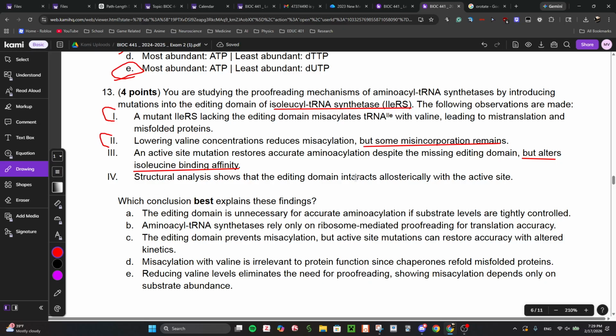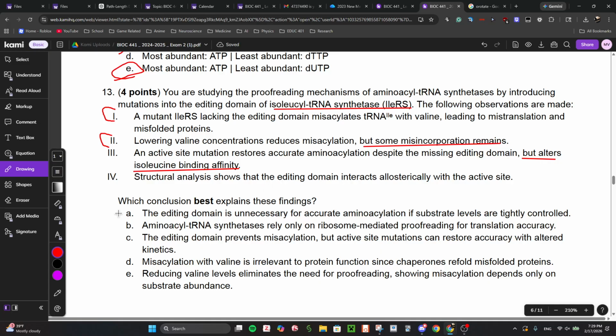Yeah, it's just saying that the editing domain of aminoacyl tRNA synthetase interacts with the active site. I want to say the active site in that case would be the binding of the tRNA itself, if that makes sense. The binding of the tRNA itself is a separate process from the editing domain, right? I think that's what they're talking about.